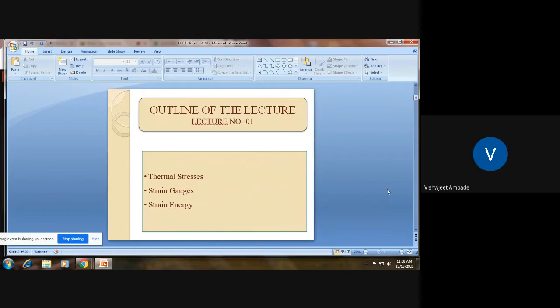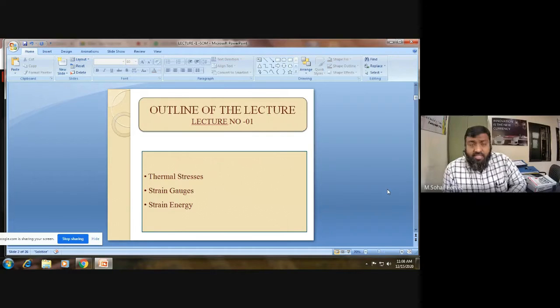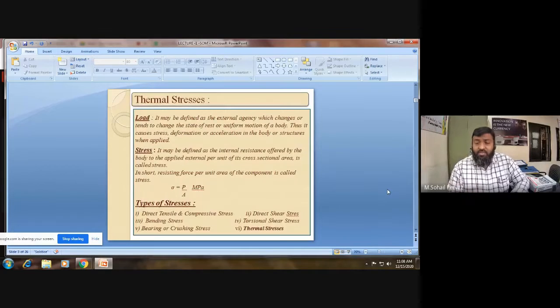Now, as far as the subject is concerned, in the outline of lecture number 1, in the morning session, we will discuss thermal stresses and strain gauges. These are important topics in the strength of materials subject. First, we will deal with the very basics, since we don't know how acquainted we are with the basics of SOM, that is strength of materials. So just a brief revision, so that before coming to thermal stresses, we have the basic things cleared.